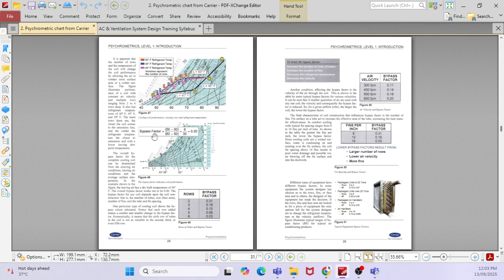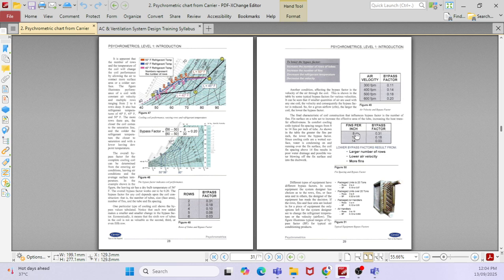See that bypass factor. How to calculate the bypass factor? There is a formula given here. The more the rows, the lesser the bypass factor. What will happen if you have more rows? Air particles contact the coil in each row. When you have more rows, there is another impact: the pressure drop of the equipment will also increase. So that also should be taken into consideration.